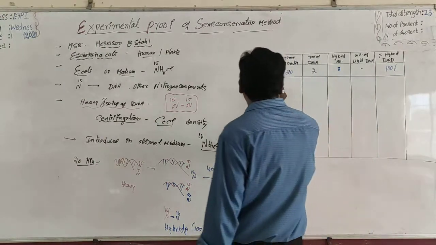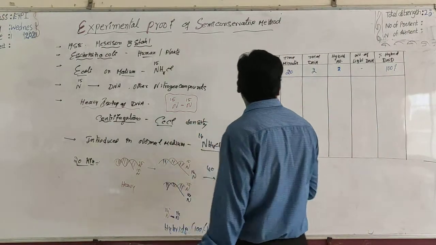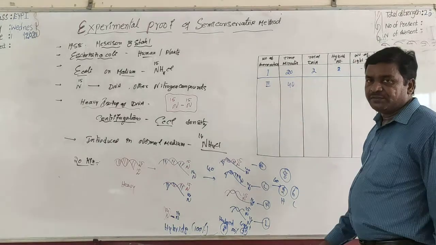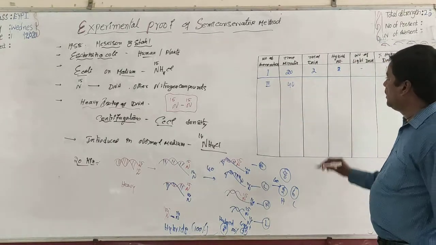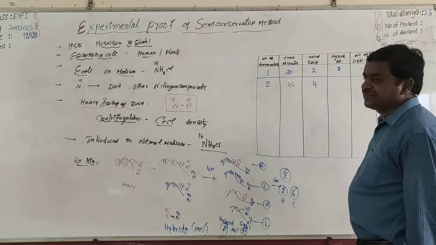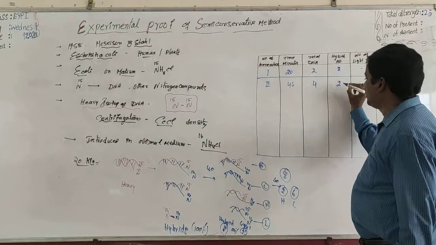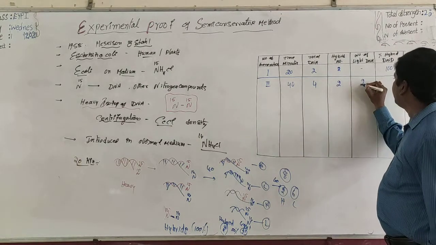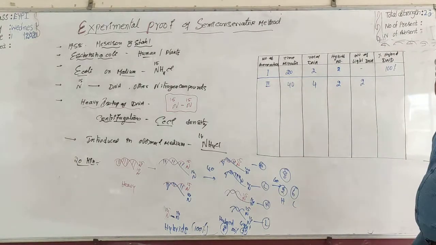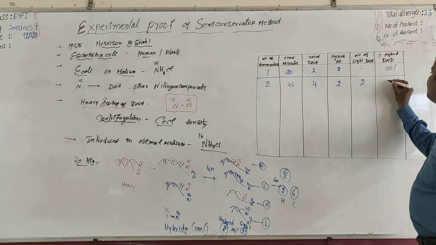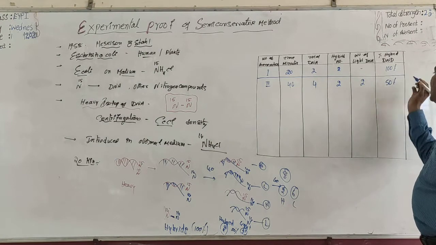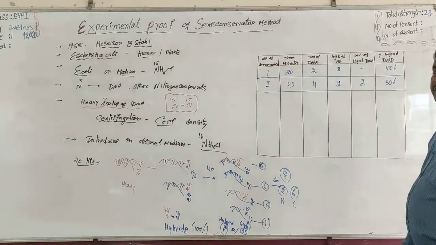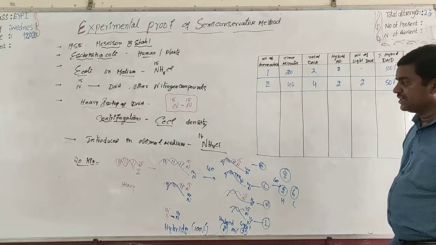Now coming to the second generation, that is in 40 minutes. Total 4 DNA molecules are formed. Two DNA molecules are hybrids. Remaining two DNA molecules are light DNA molecules, and 50% hybrids. This is after 40 minutes, that is after second generation.